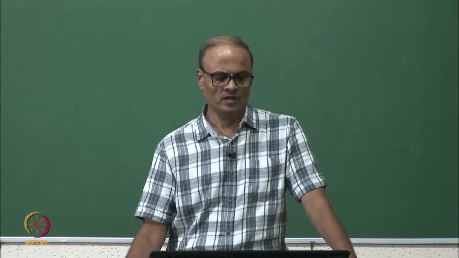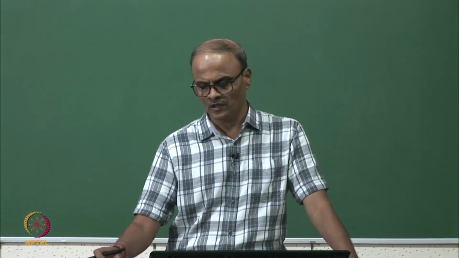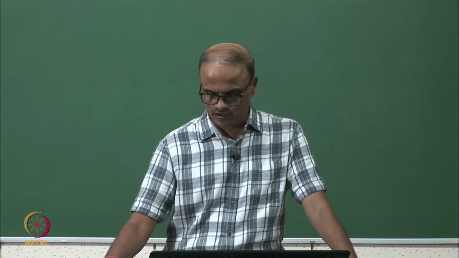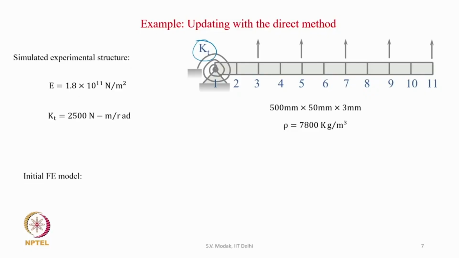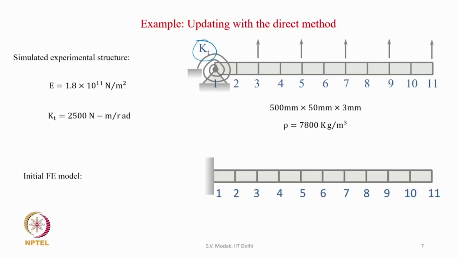Let us now look at the FE model of the structure which we will update. This we refer to as the initial FE model which has to be updated, and you can see this is the FE model of the cantilever structure. The left end of the cantilever structure is fixed because the experimental structure is supposed to be fixed at the left end, and it again has 10 beam elements, and the dimensions, the density, everything is the same for this structure.